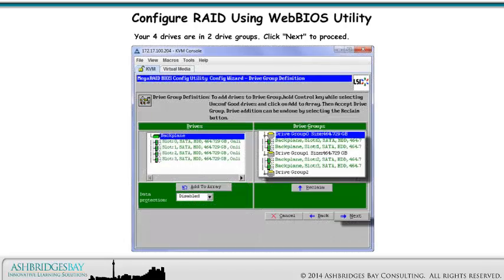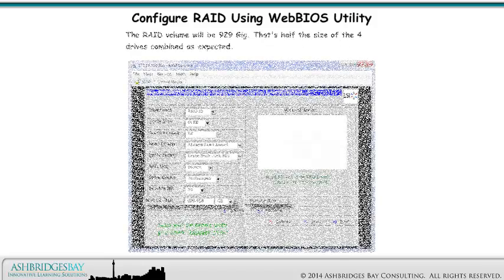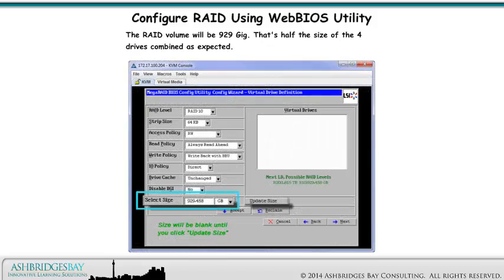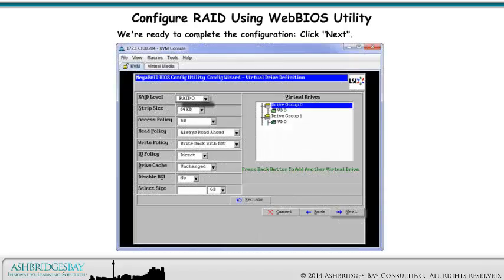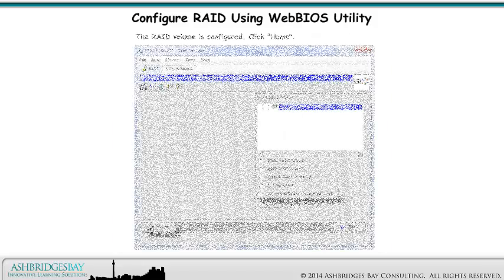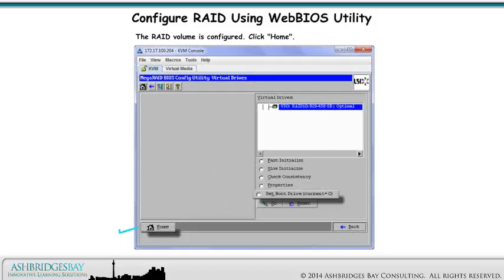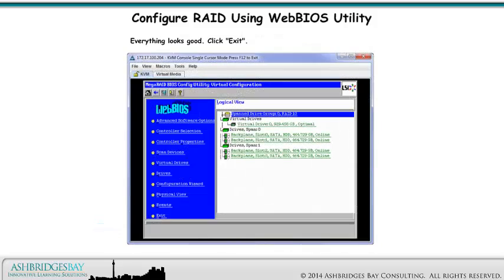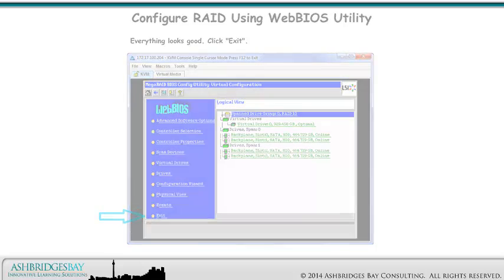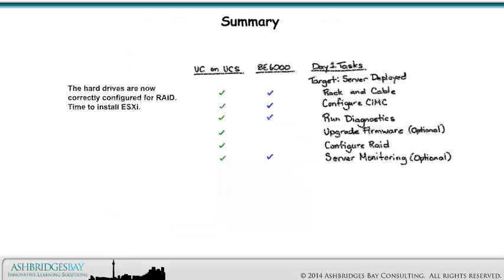Your four drives are in two drive groups. Click Next to proceed. The RAID volume will be 929 gig. That's half the size of the four drives combined, as expected. We're ready to complete the configuration. Click Next. The RAID volume is configured. Click Home. Now everything looks good, so click Exit. The hard drives are now correctly configured for RAID.